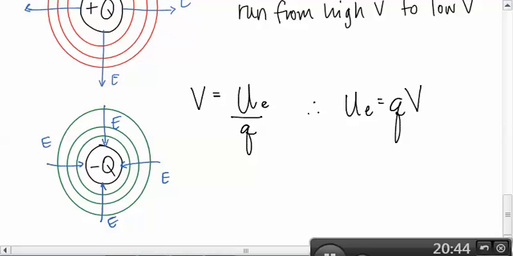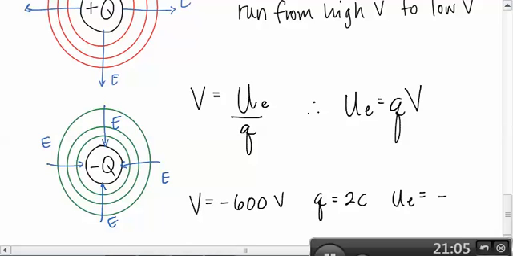If my electric potential at that outer level was, it should be negative 600 volts, and I put a charge of 2 coulombs at that level, how much energy is in the system now? Well, this is where we have to think about, what does zero mean? So why is it negative?